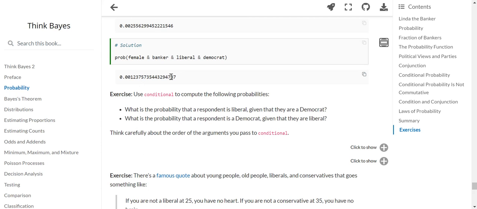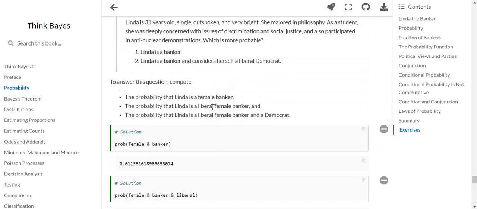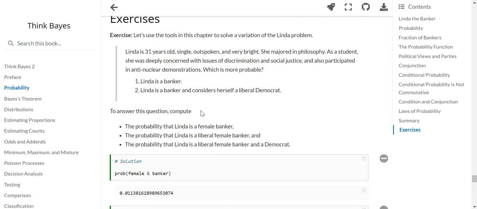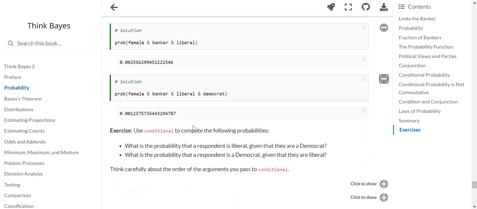What is the probability that a respondent is liberal given that they are a Democrat? Okay, so this would be... Oh, did I make a mistake here? For this one, we didn't really have to think about the conditional probability. Liberal female banker would be a liberal and a female and a banker, right? We could think of it in terms of conditionals, but here it was a simple, straightforward intersection.